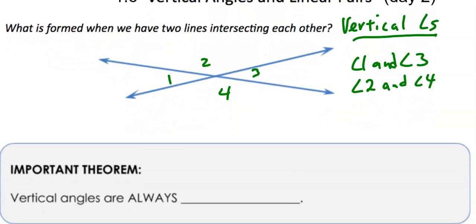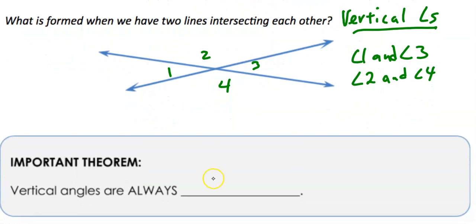What's really important to know about all these vertical angles is that they are always congruent. So 1 and 3 are congruent. 2 and 4 would be congruent. Okay, so vertical angles are always congruent.